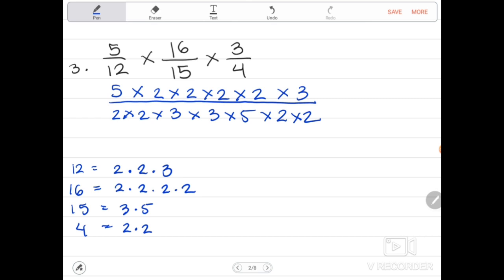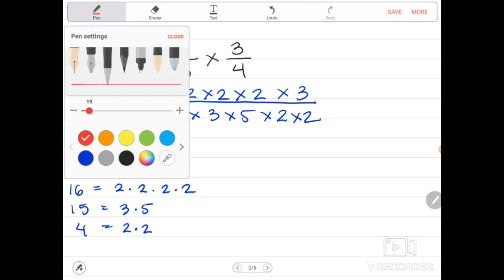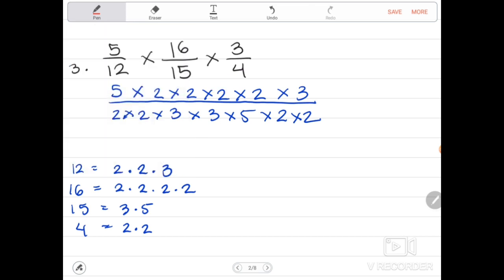Okay? So let us cancel out those terms which is similar in numerator and denominator. So 5, that is being cancelled. We have 2 and 2. Another 1. 2 and 2. Another 1. 2 and 2. Next, 2 and 2. Then the last one, 3 and 3.